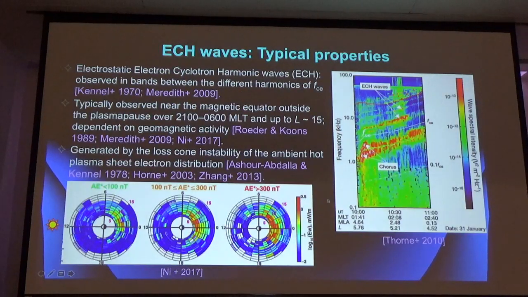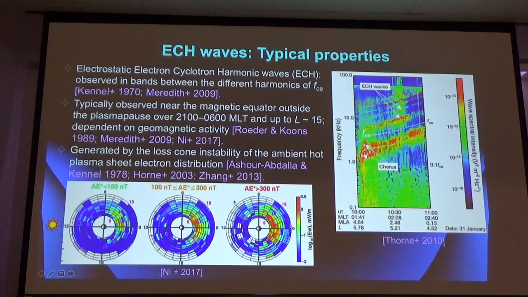Okay, then I start to talk about the various types of inner magnetosphere waves from high to low frequency, starting from the ECH waves. ECH waves are electrostatic electron cyclotron harmonic waves, and they're typically observed in bands between multiple harmonics of the electron cyclotron frequency. Those waves are typically confined near the equator and outside the plasmapause.